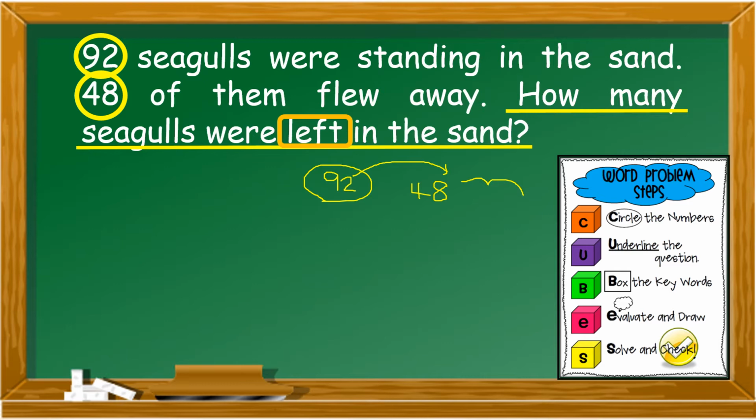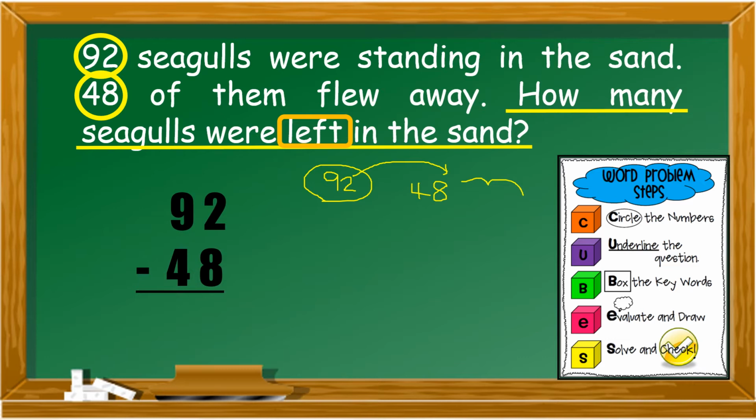So what took place here? Did we add another 92 seagulls here? Or did we take away another 48 from the 92? The correct answer is take away. And left also means take away. So let's set it up and solve.